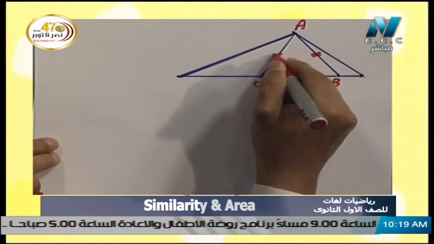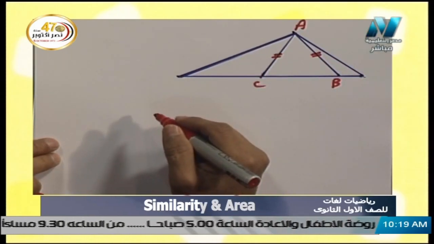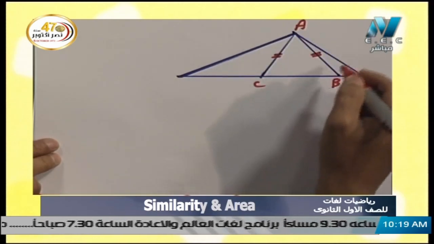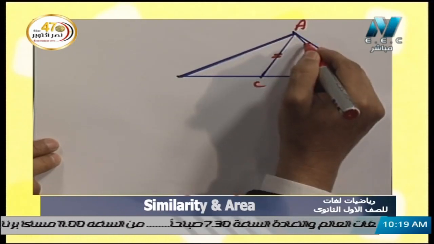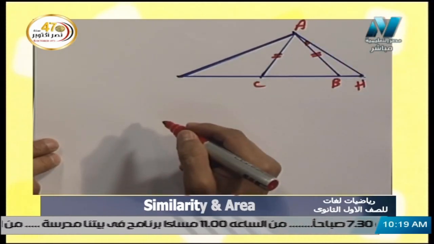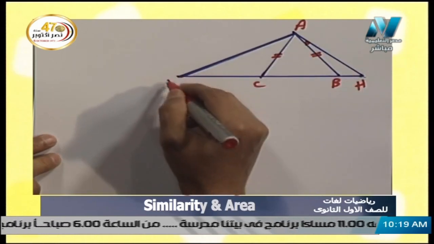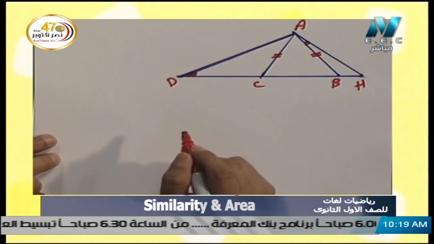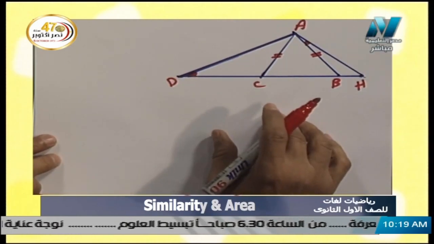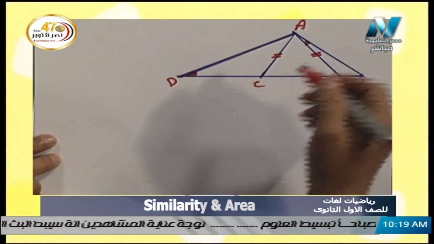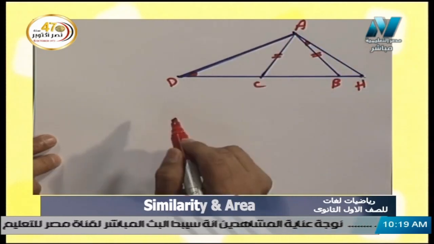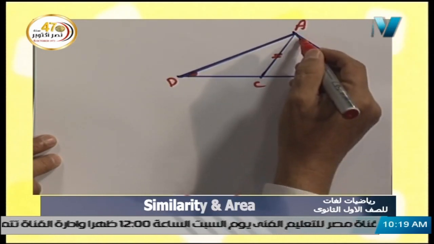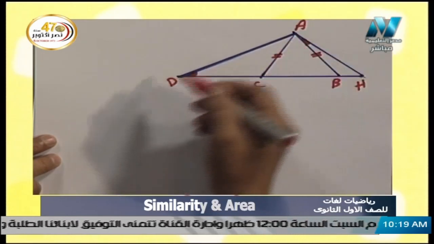is an isosceles triangle, and we have measure angle HAB, this angle, equals the measure of angle ADC, which is this angle also. So in this figure we have an isosceles triangle ABC, AB equals AC, and also measure angle HAB here equals the measure of angle ADC.